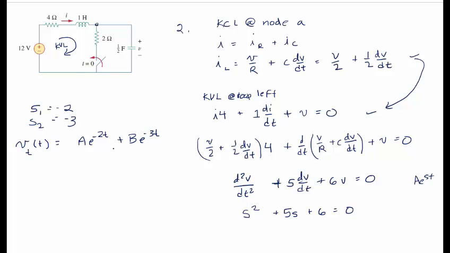We also got our steady state answer. It was on the previous slide. So our steady state voltage at infinity was 4 volts. So we get the final form of the solution, which would be the steady state plus A e to the minus 2t plus B e to the minus 3t. All that's left now is for us to find the values of A and B, and we'll do that by applying our initial conditions.